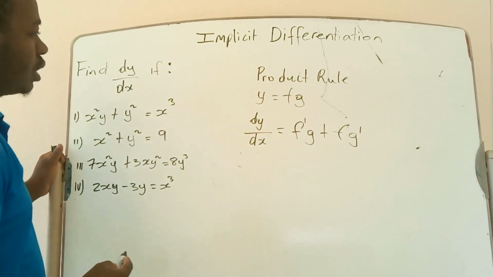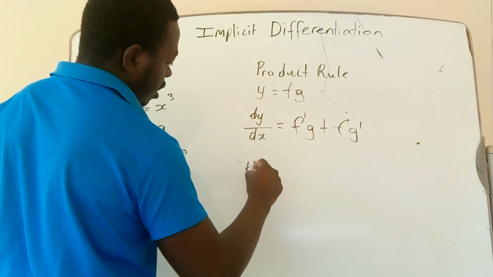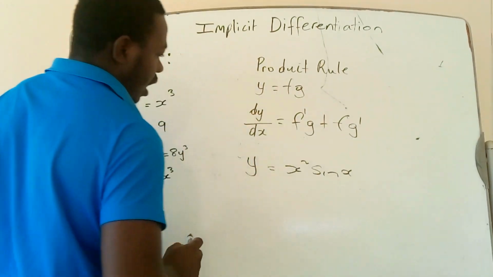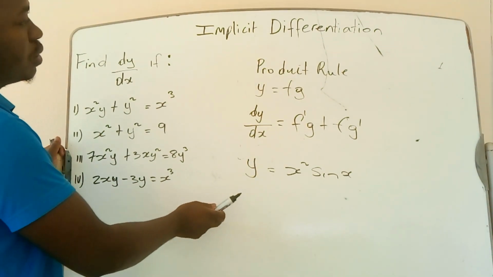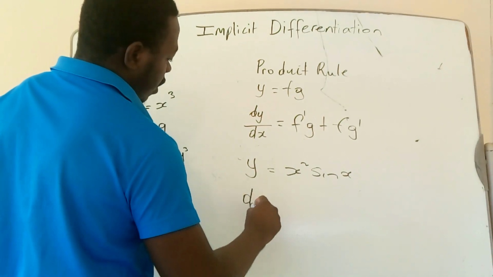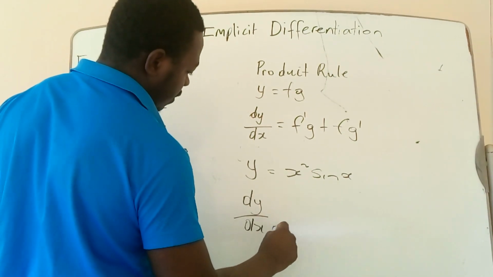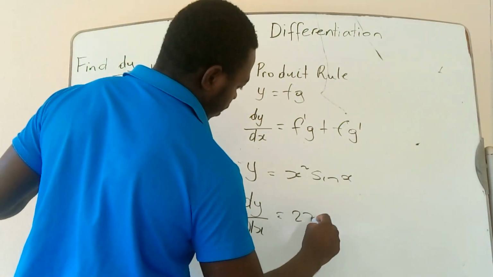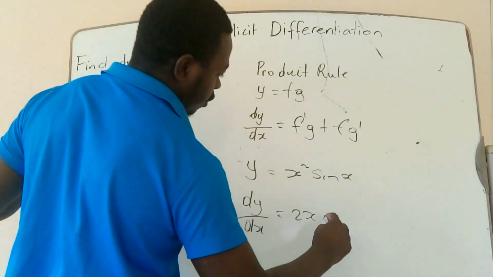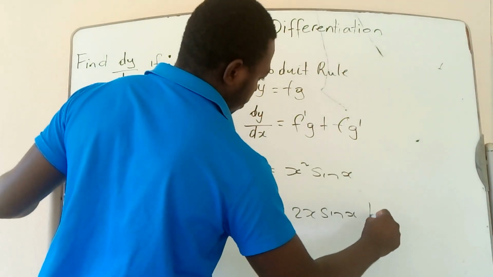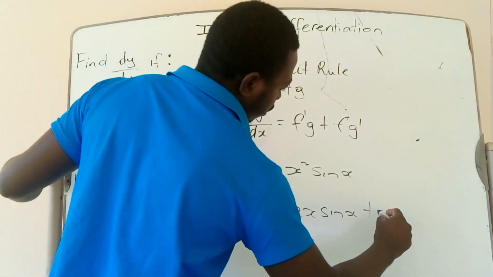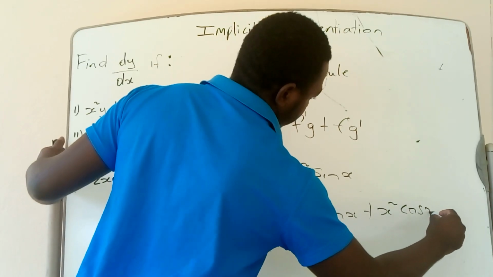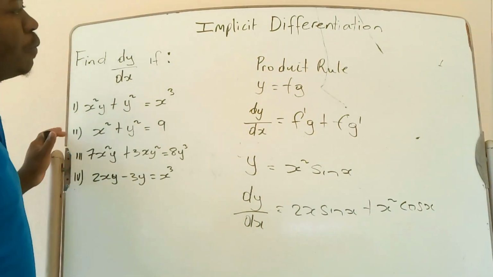Now, let me show you an example. Let's say you have a function y equal to x squared sine x, and you are asked to differentiate this function using the product rule. Then dy by dx is equal to, differentiate the x squared, you get 2x. Keep the second term, which is sine x, plus keep the x squared term, which is x squared, and differentiate sine x, that gives you cos x. And that's how you would apply the product rule to a function.